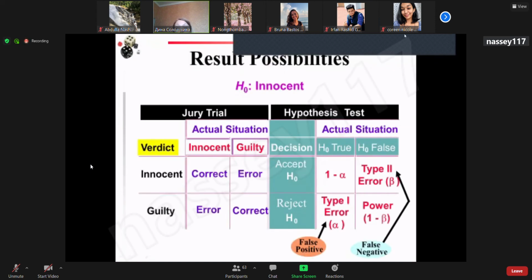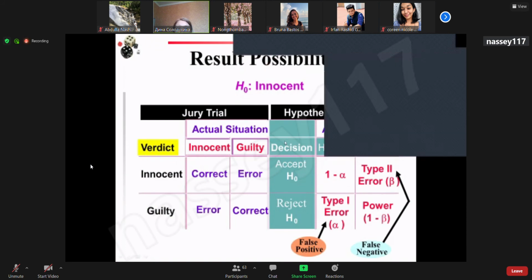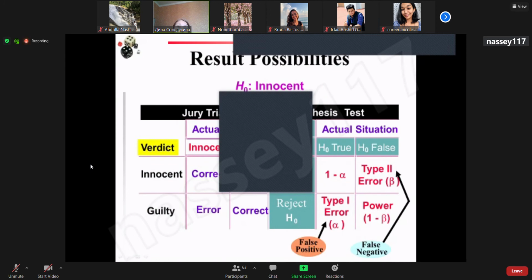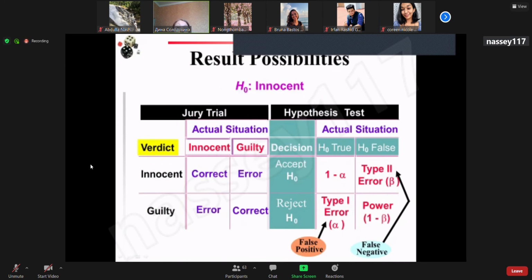Okay, for example, here you have the interpretation of the result possibilities. We have a true result, like in the 2x2 table, and an error or false result. Type 1 and type 2 errors we call alpha and beta. The alpha error is called false positive, while the beta error is called false negative.